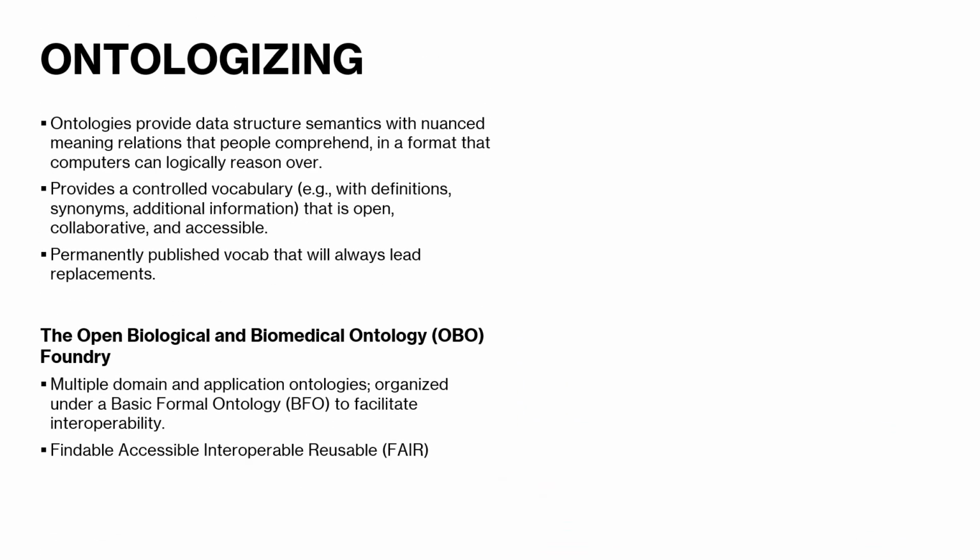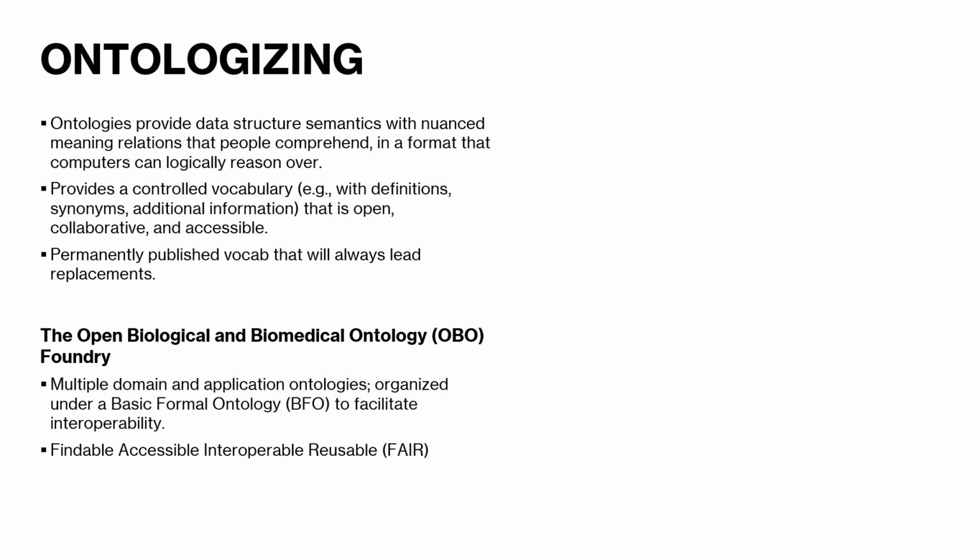So we are working on ontologizing the specification at this time and integrating this functionality into the DATAHARMONIZER. We want to do this because ontologies provide data structure semantics with nuanced, meaningful relationships that people can comprehend, but in a format that computers can logically reason over. It also provides a controlled vocabulary with definitions, synonyms, and additional information that is open, collaborative, accessible, and also permanent.